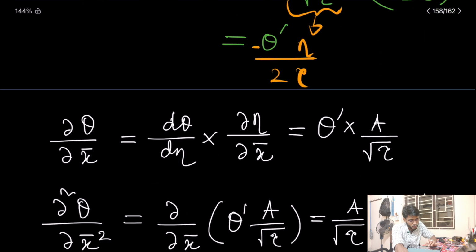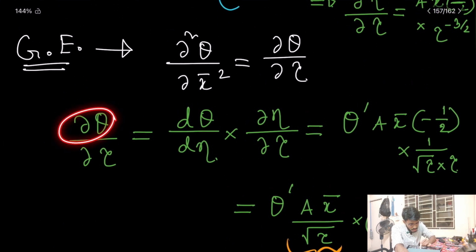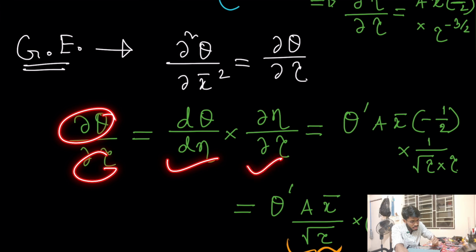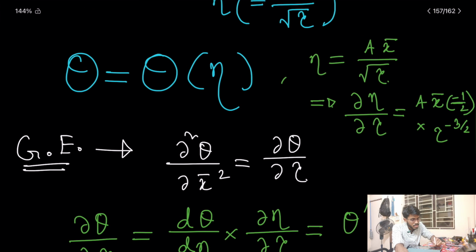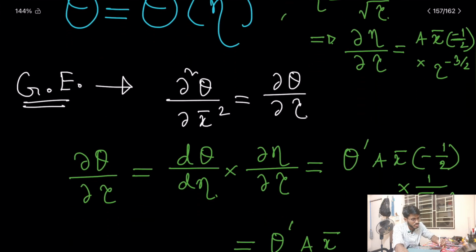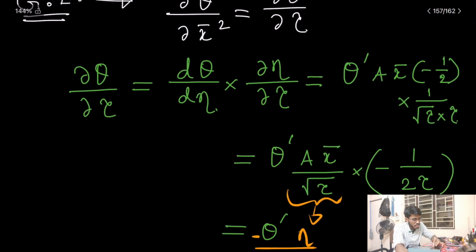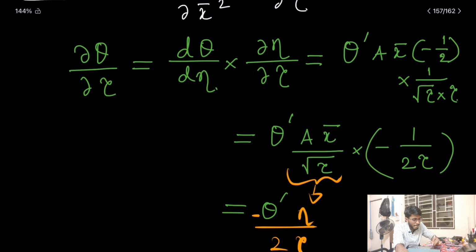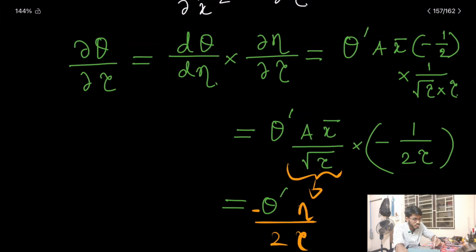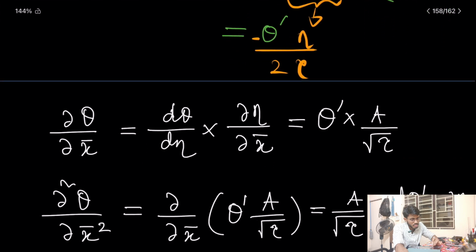So let me check the transformation once more. This is correct, theta dash. Now let me check this one. a x bar is common, minus half, so I can write this as this one. So a x bar by root tau is equal to eta, so eta by 1 by 2 tau, that is correct.